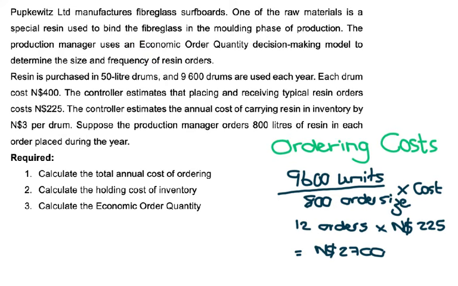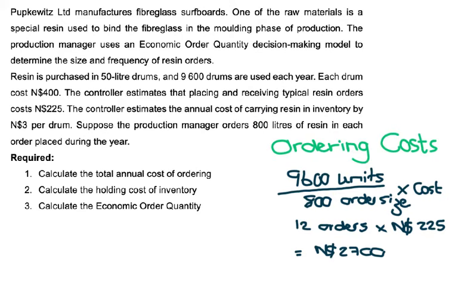Resin is purchased in 50-liter drums and they need 9,600 drums per year. Each drum costs 400 Namibian dollars. The controller estimates that placing and receiving orders cost 225 Namibian dollars, and he further estimates that the annual cost of carrying or holding this resin in inventory is $3 per drum. And suppose the production manager orders 800 liters in each order.